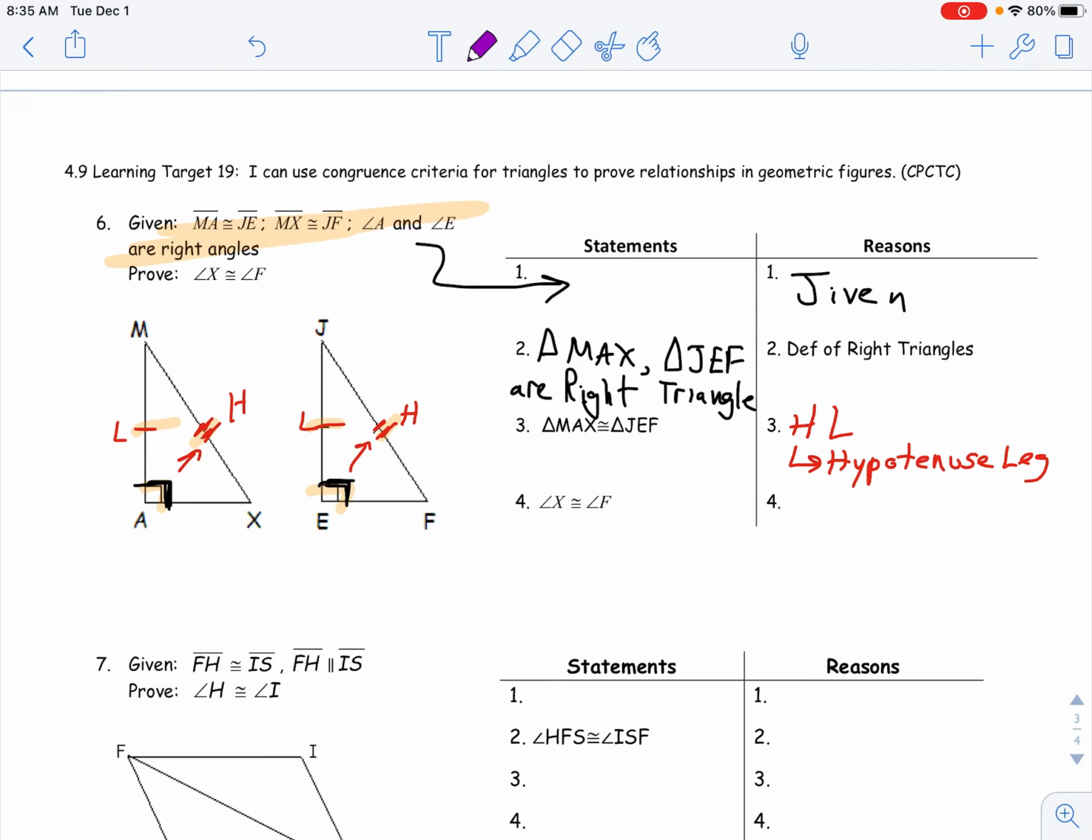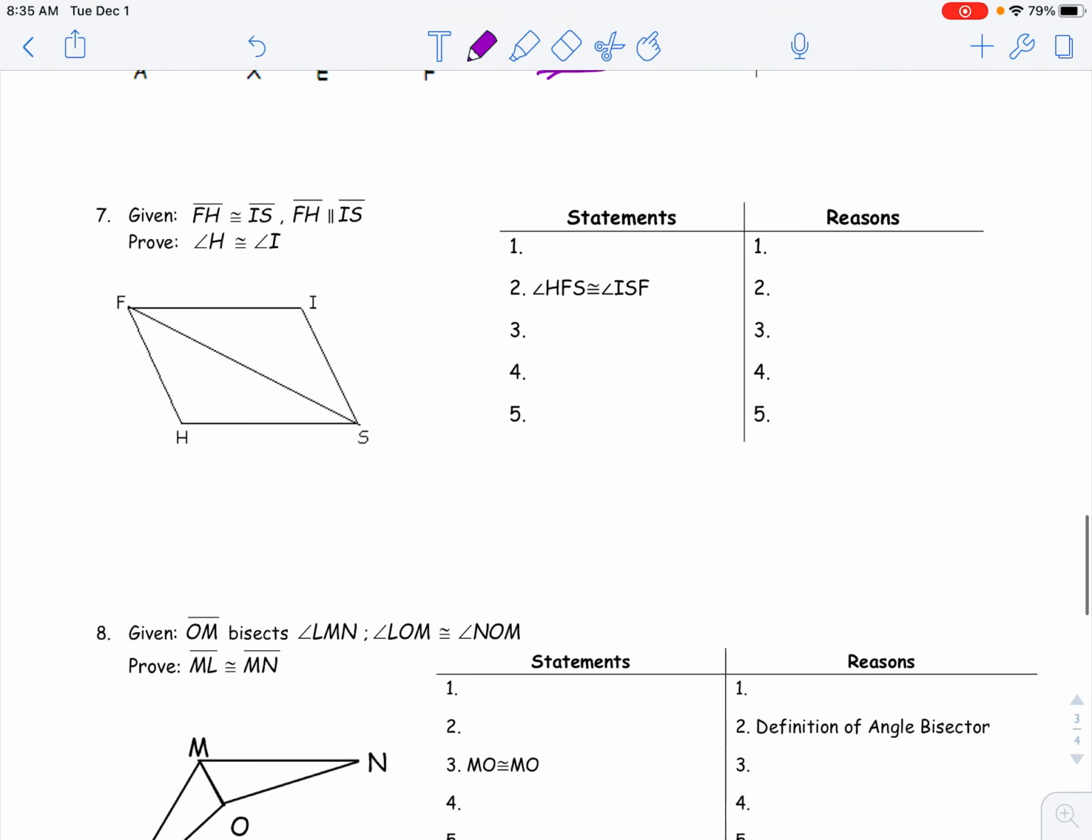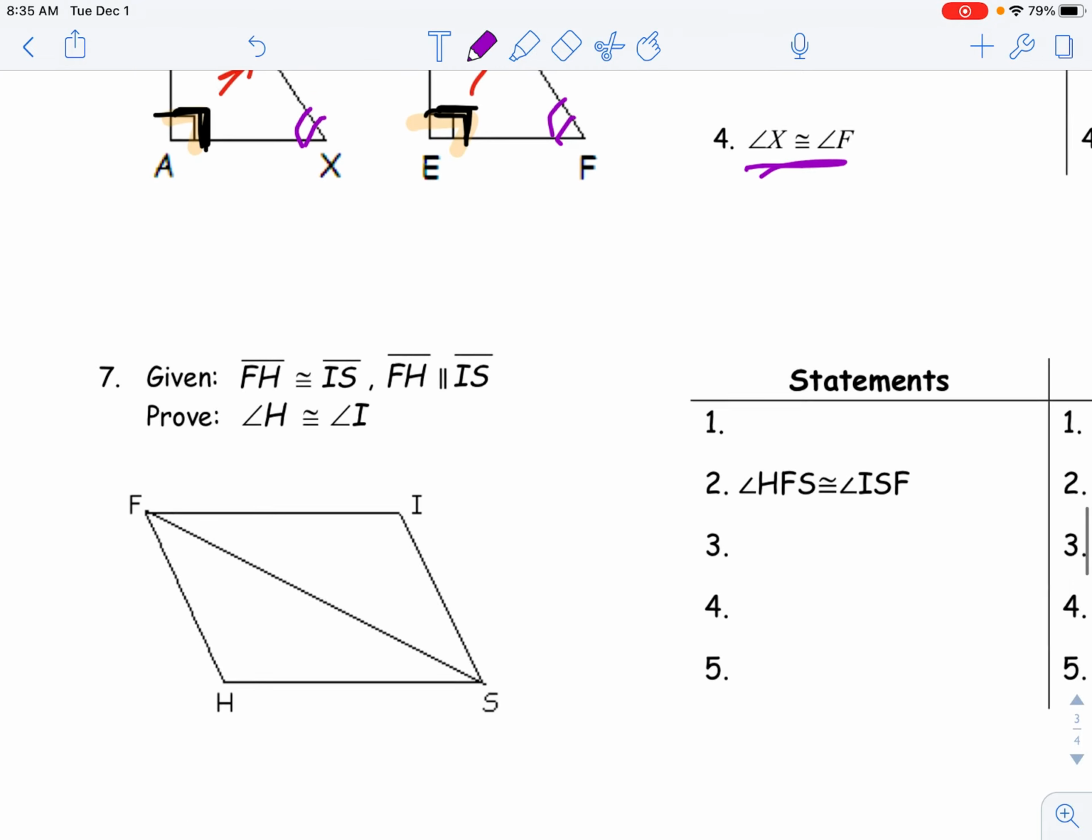From here, we're in very good shape, because now I can pick off anything I haven't said is congruent. Specifically, let's do X and F. Those two angles are congruent because they're corresponding parts of congruent triangles. Thus, they are congruent. CPCTC. Two more, we can do it, I believe.